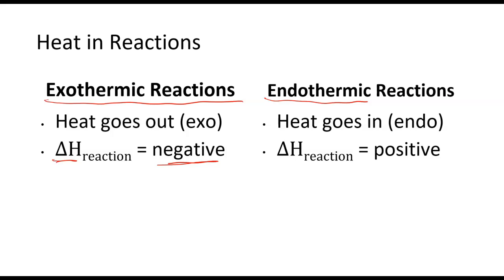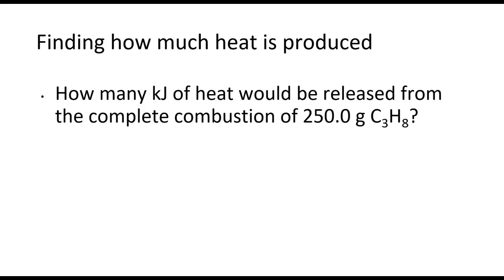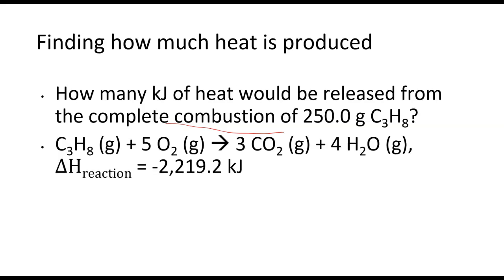Now, we want to look at how we can use these heats of reaction to find out how much heat would be produced from a particular reaction. So, how many kilojoules of heat would be released from the complete combustion of 250.0 grams of C3H8? We've looked at this type of reaction before. Whenever we're talking about combustion or any type of reaction, we need to know what the balanced reaction is. So we need the balanced reaction, and in this case, we also need the delta H of reaction.